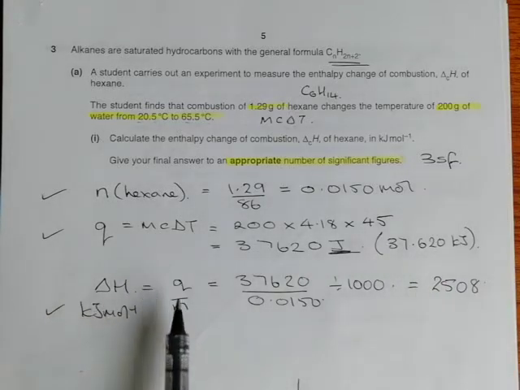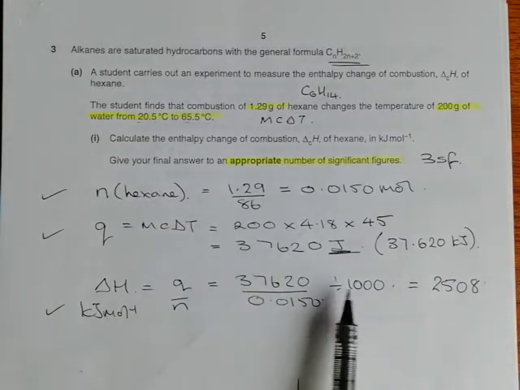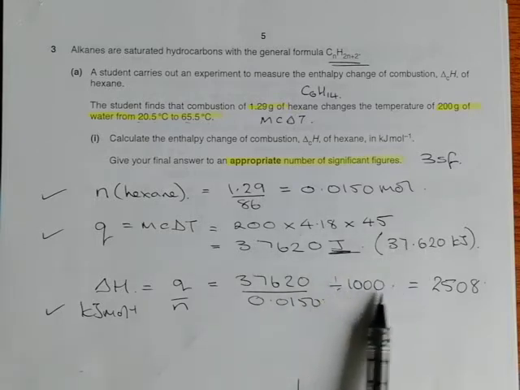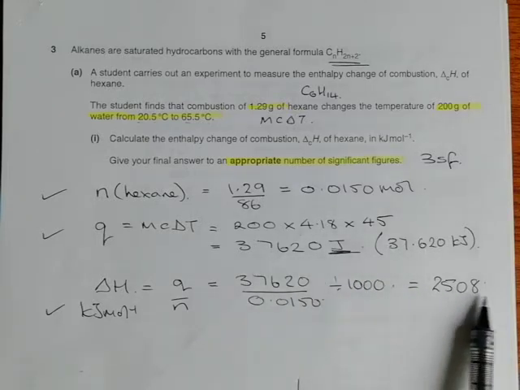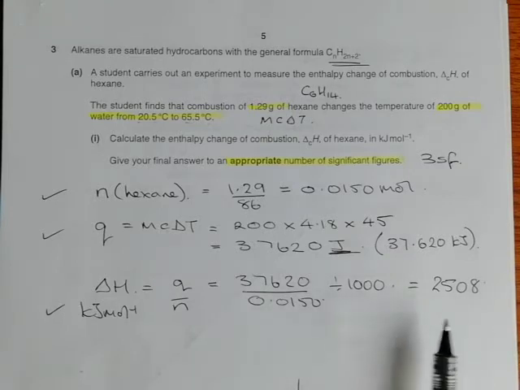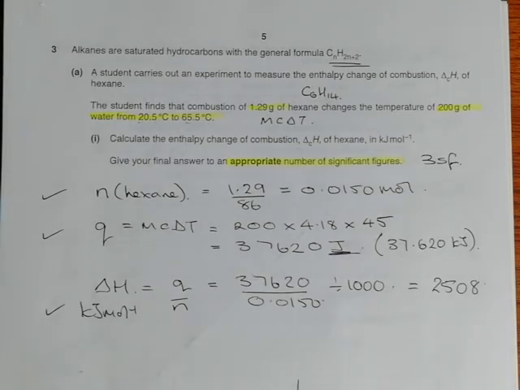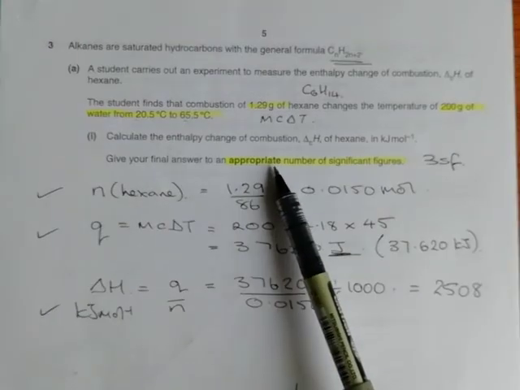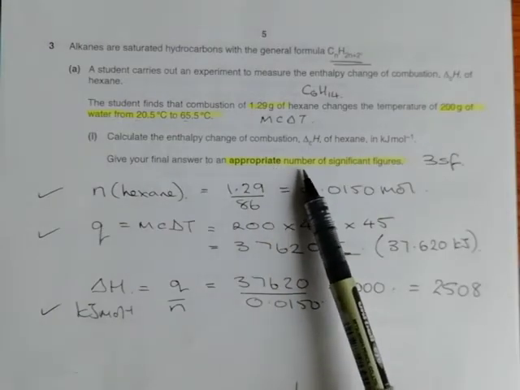Delta H then is Q over n. So divide those two by each other. If you haven't already, divide it by 1,000 and you will get to this number here. So that's the first 3 marks. The fourth one is for tidying this all up properly. So this is an exothermic reaction, and we need it to an appropriate number of significant figures.